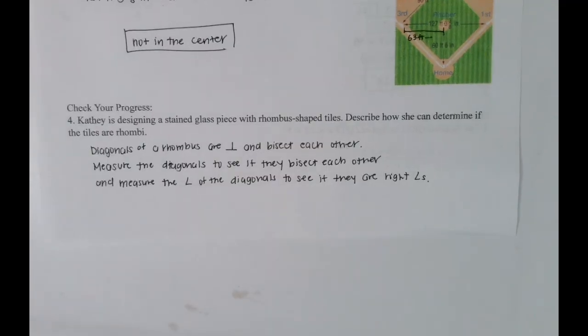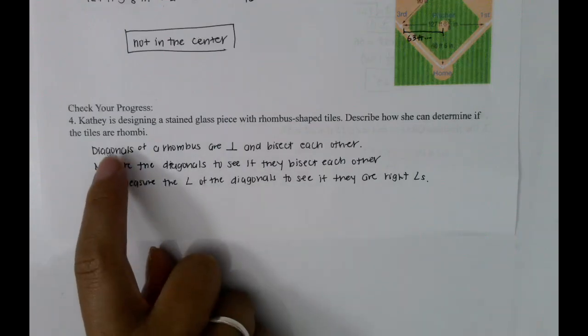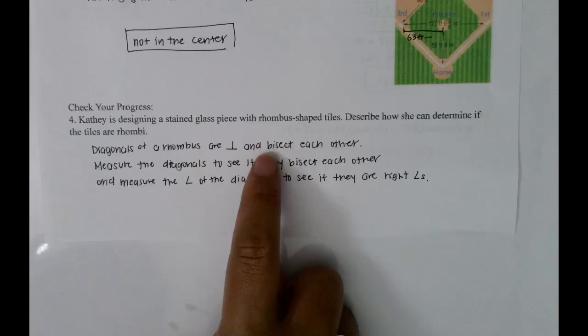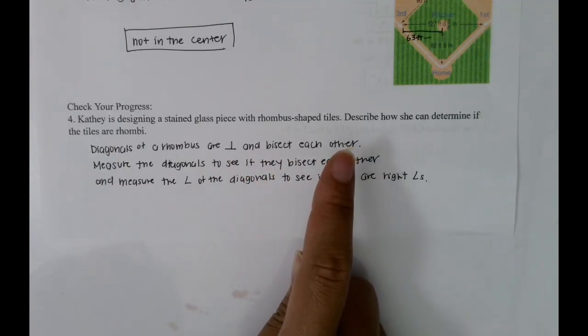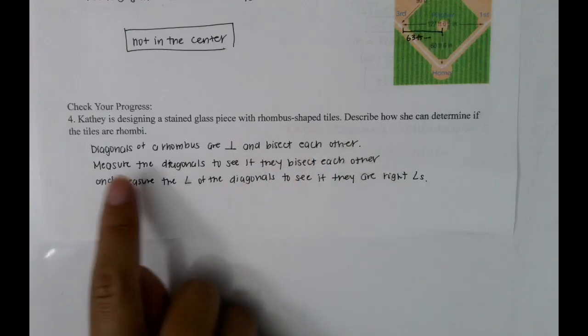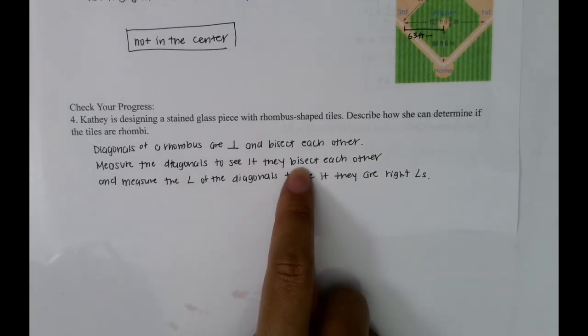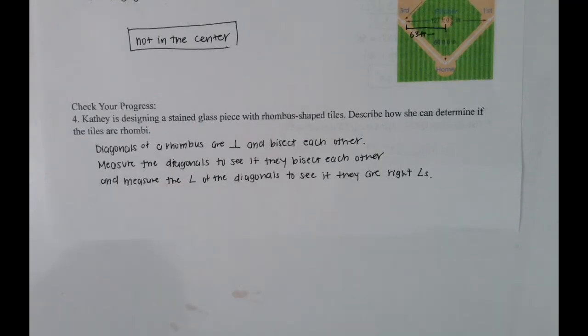Okay, so for this question, we're just determining if these tiles are rhombi. What we know about a rhombus is that the diagonals are perpendicular and they bisect each other. So to determine if the tiles are rhombi, we can measure the diagonals to see if they bisect each other, and then we can also measure the angle of the diagonals to see if they are right angles.